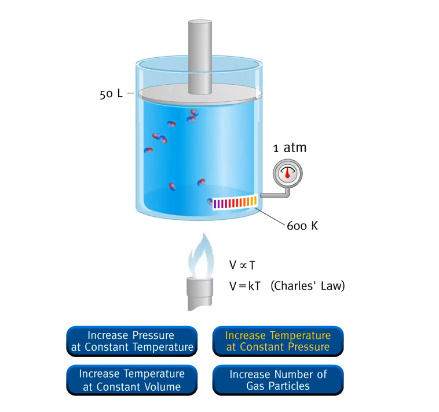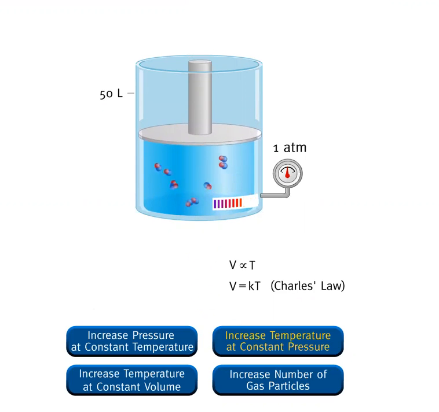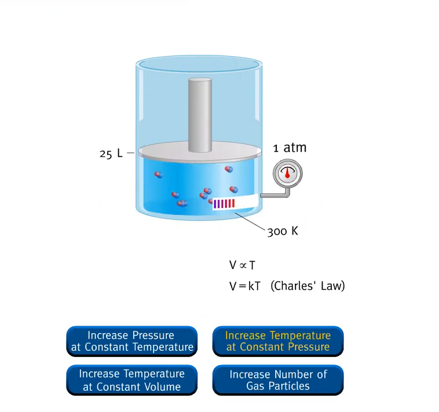Note that as the temperature is doubled at constant pressure, the volume that the gas occupies doubles. When the Bunsen burner is removed, the temperature of the gas decreases, and the volume that the gas occupies decreases. The volume will continue to decrease until the temperature of the gas equals the external temperature.